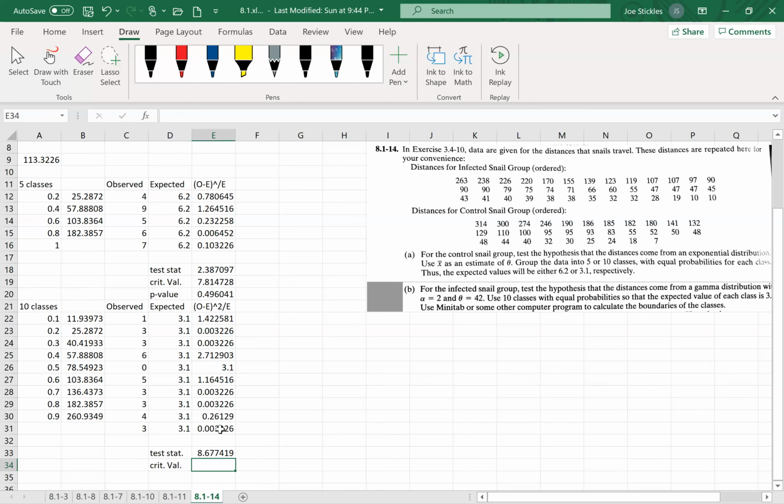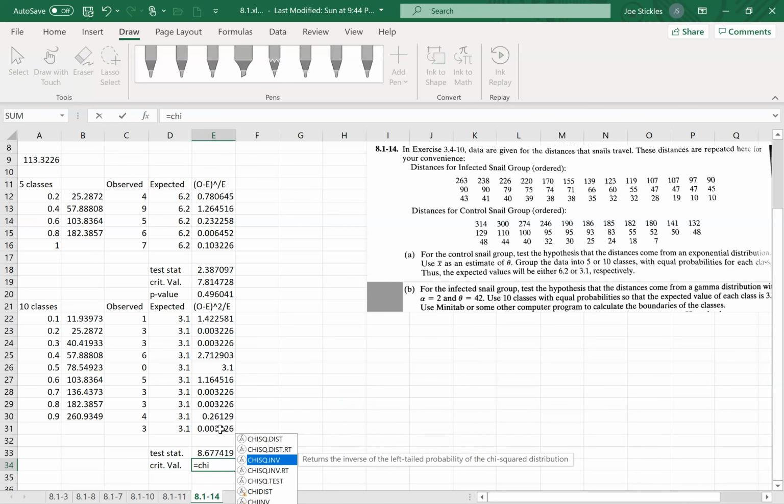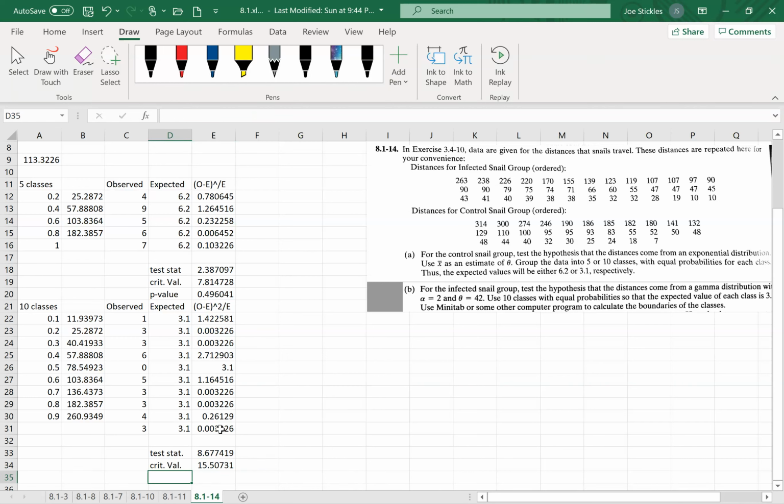If we want the critical value, chi-squared. Let's talk about this one again. Alpha is 0.05. Degrees of freedom. We have 10 classes. We lose one, makes it 9. We estimated a parameter, makes it 8. So there's our critical value. Again, we don't reject. That's a good thing in these problems. We don't want to reject.